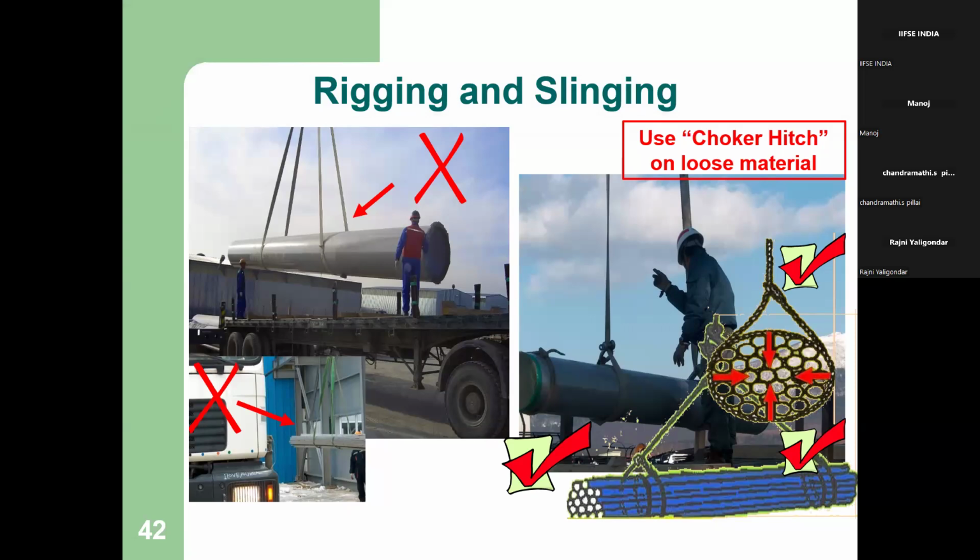In this picture, you can see that two types of slinging are being done. In picture one, the type of slinging is different from the type of slinging done in the second picture. This is what we call a hitch. It is very important in your lift calculations for the lift plan which type of hitch you are using, because depending upon the type of hitch, the load capacity of your slings also matters a lot.